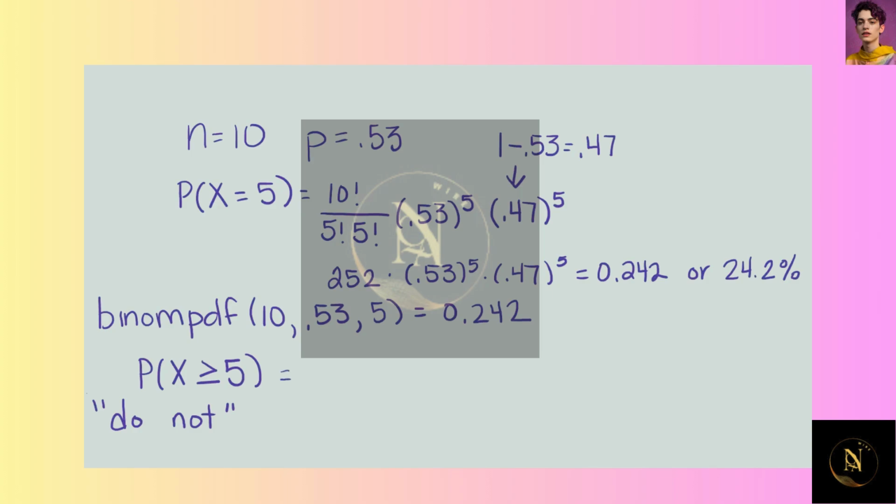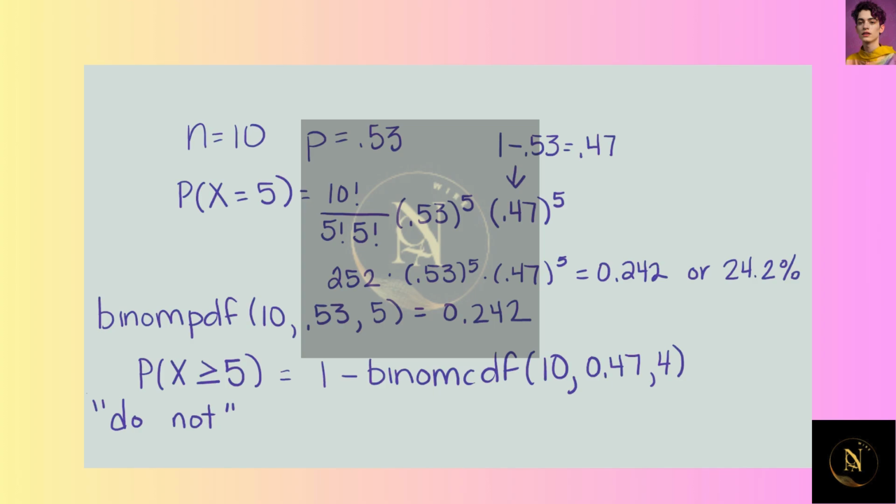We're going to do 1 minus binom CDF. Our sample size is 10. Our probability for this one is 0.47, and we are looking for greater than or equal to 5, so we do less than or equal to 4. This probability will tell us less than or equal to 4, and we subtract that from 1 to get all the numbers that are greater than 4.